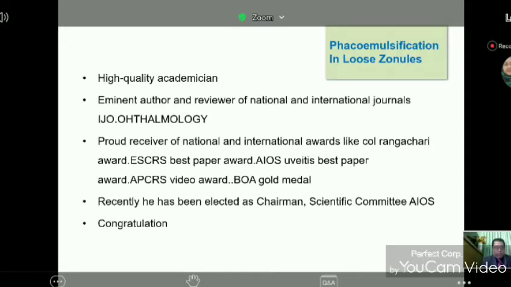He is a very high quality academician, eminent author and reviewer of national and international journals like Indian Journal of Ophthalmology and Ophthalmology from USA. Proud receiver of national and international awards like Colonel Rangachari Award, ESCRS Best Paper Award, AIOS Uveitis and Inflammation Best Paper Award, APCRS Video Award, and EOA Gold Medal. Recently, he has been selected as Chairman Scientific Committee of All India Ophthalmological Society. Congratulations, Partho Vishwas, sir.